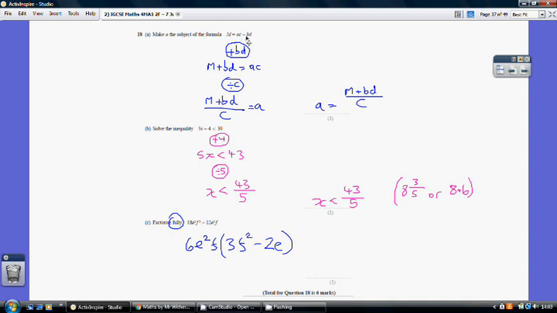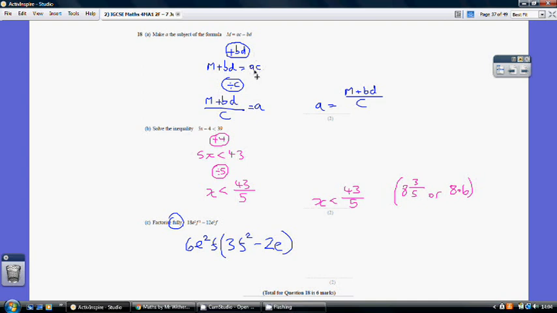Now how do we undo a minus BD? We choose to add BD to both sides. So left hand side we add it, right hand side we add it. On the left we're going to get M plus BD, and on the right this is undoing this, so we're just left with the AC. Now we've nearly got A on its own.